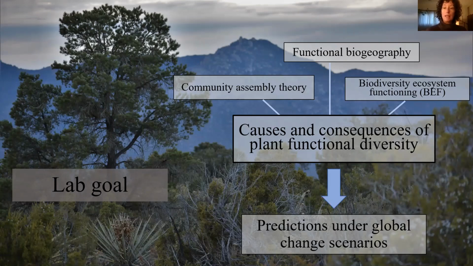So in pursuing this more mechanistic approach to understanding biodiversity patterns, we draw upon three primary bodies of research: community assembly theory, functional biogeography, and biodiversity and ecosystem function. We then use our insight into mechanisms governing plant functional diversity patterns to understand how vegetation is responding to ongoing climate change and disturbances, and to help refine predictions of what future ecosystems may look like.